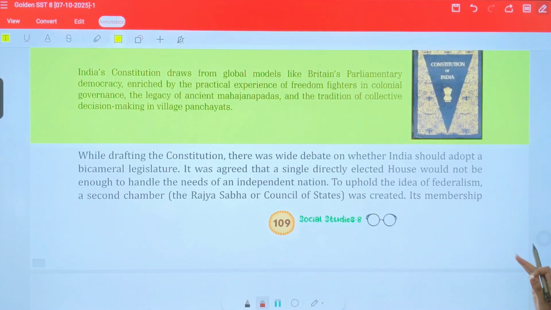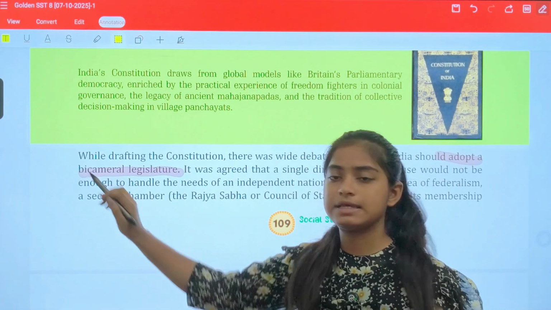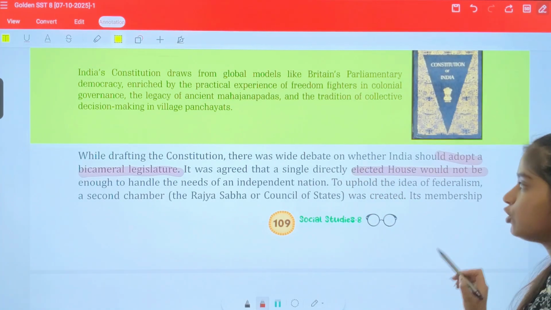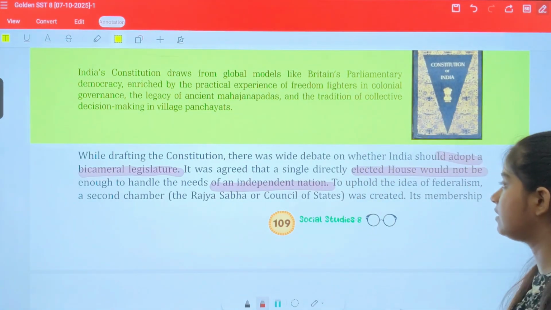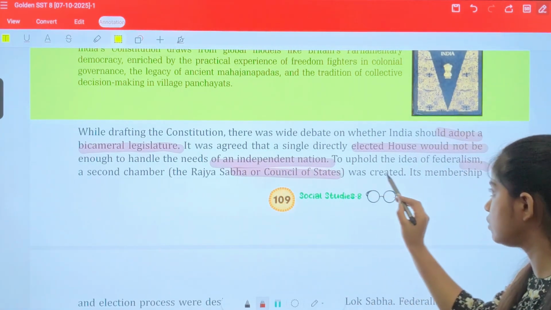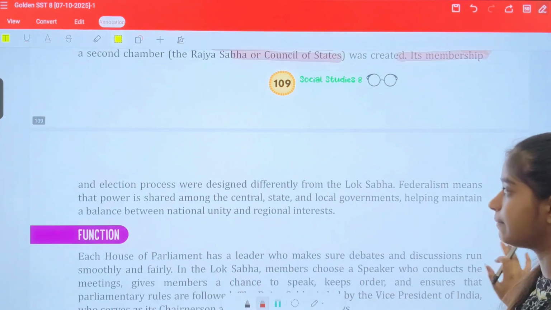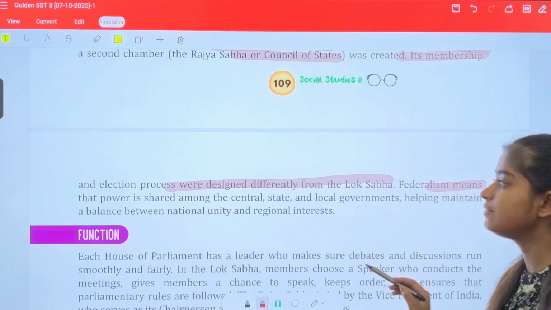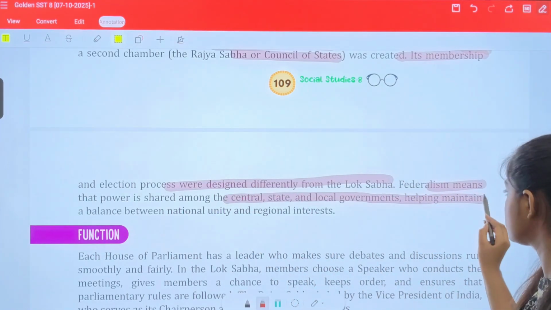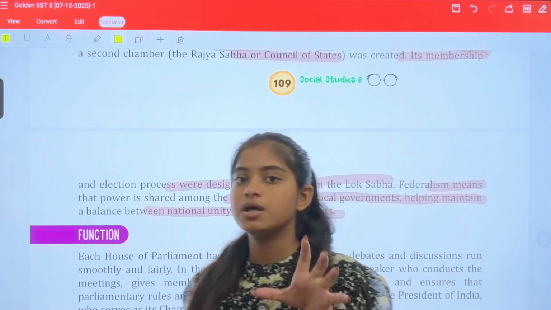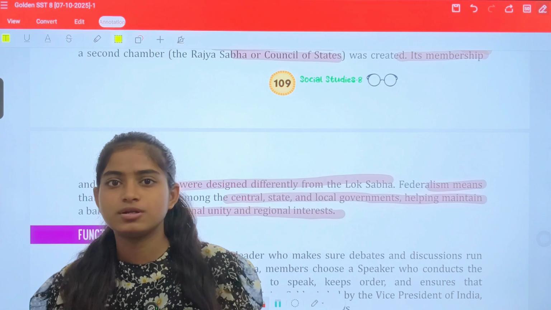Now, while drafting the constitution, there was a wide debate on whether India should adopt a bicameral legislature or not. Okay, so it was agreed that a single directly elected house would not be enough to handle the needs of an independent nation. To uphold the idea of federalism, a second chamber, Rajya Sabha, or Council of States, was created. Its membership and election process were designed differently from the Lok Sabha. Federalism means that power is shared among central, state, and local systems, helping maintain a balance between national unity and regional interest.